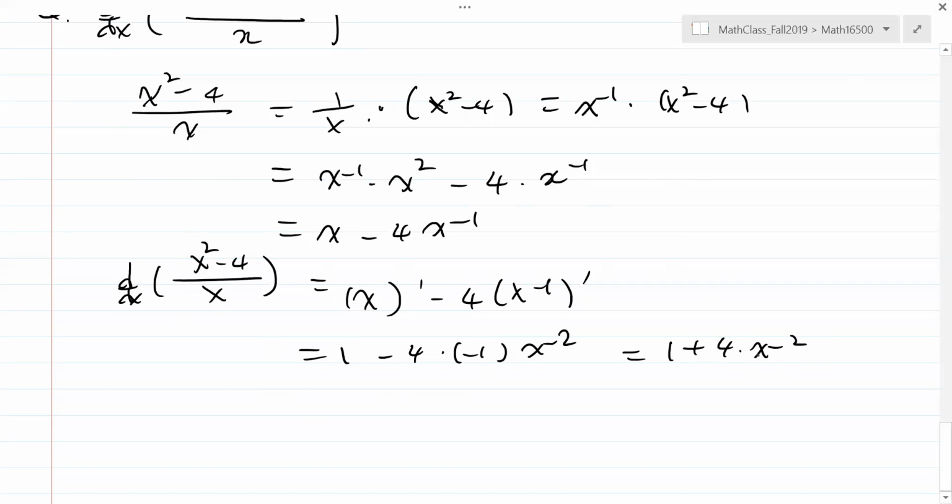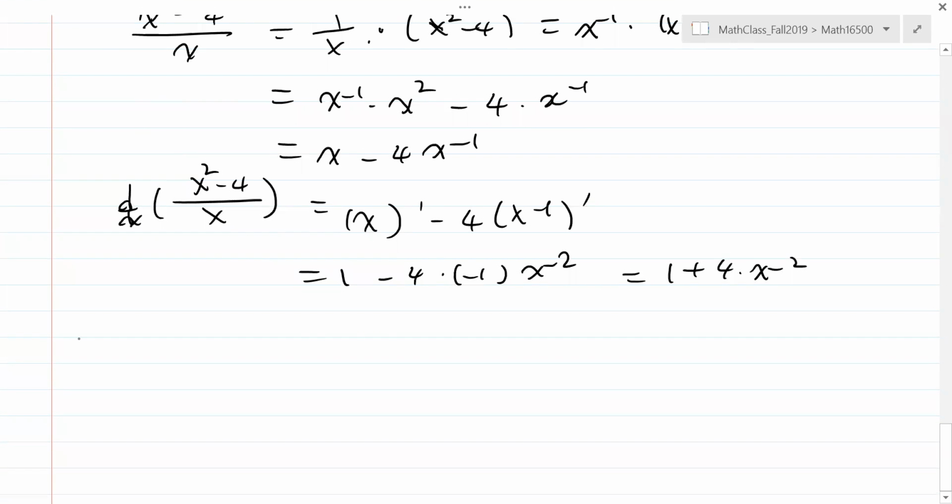So this is a function. But if I change the denominator from x to x plus 1, then you have trouble. You cannot use this method to solve the problem. So we have to learn the product rule as the quotient rule.